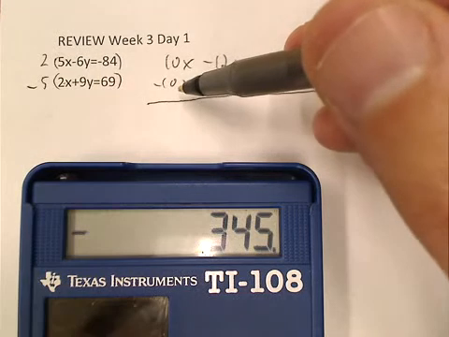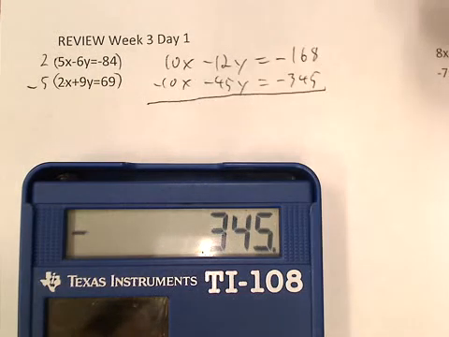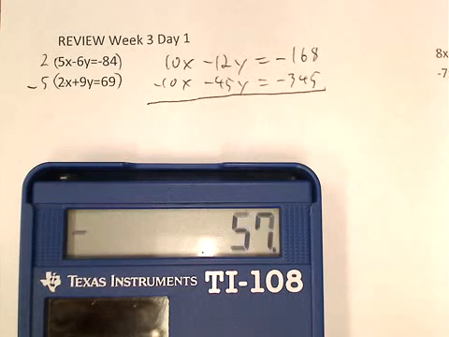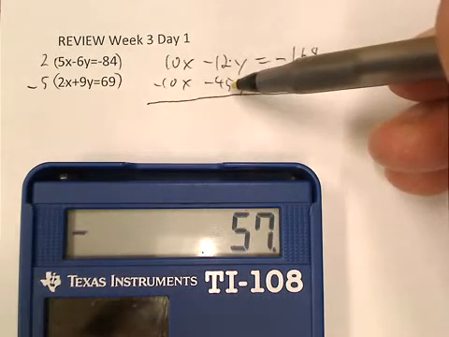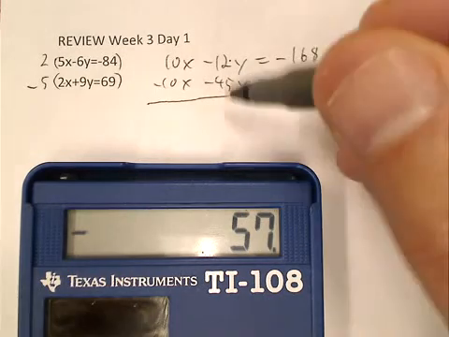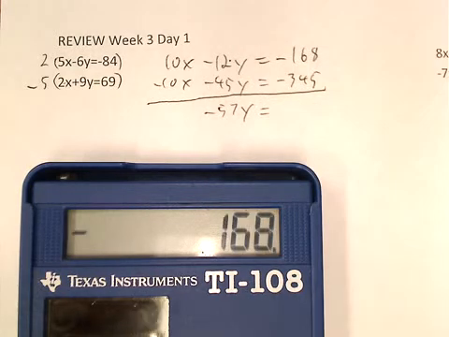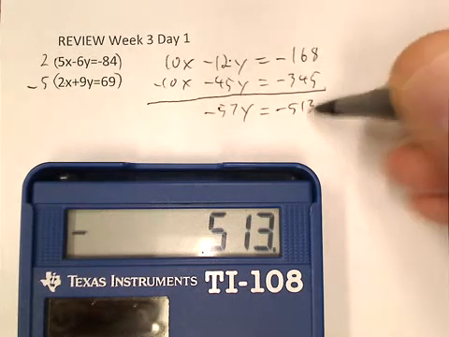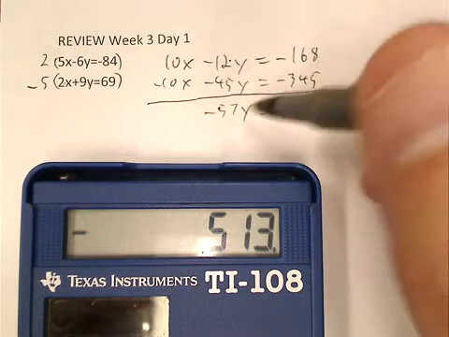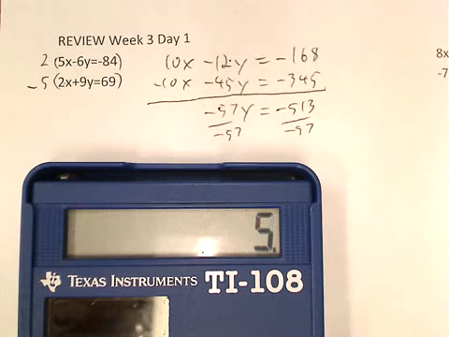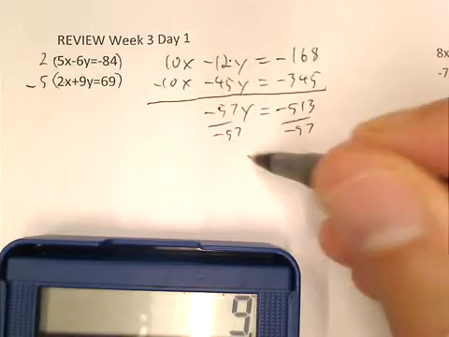So 10 plus a negative 10, or 10 minus 10, that'll just be 0. It's going to go away. That's awesome. So that'll be 0 there. We don't even need to write it. We have negative 12 minus 45. You could type negative 12 plus a negative 45, but that would involve more typing. Either way, you get negative 57y. Negative 168 plus negative 345 is negative 513. Now the numbers look impressive, but just divide by negative 57, and I get 9.